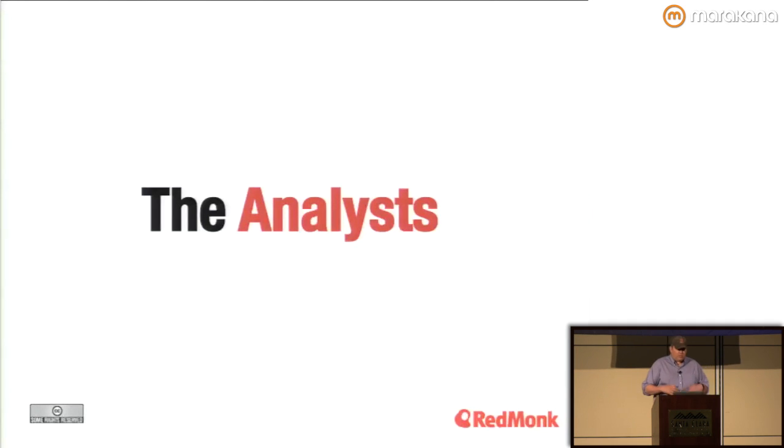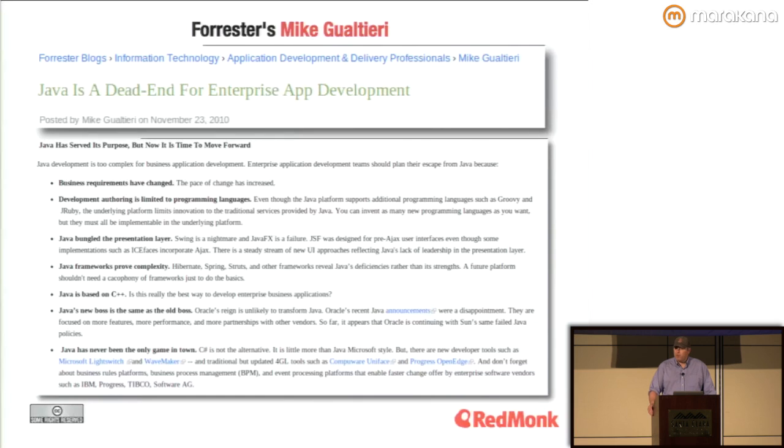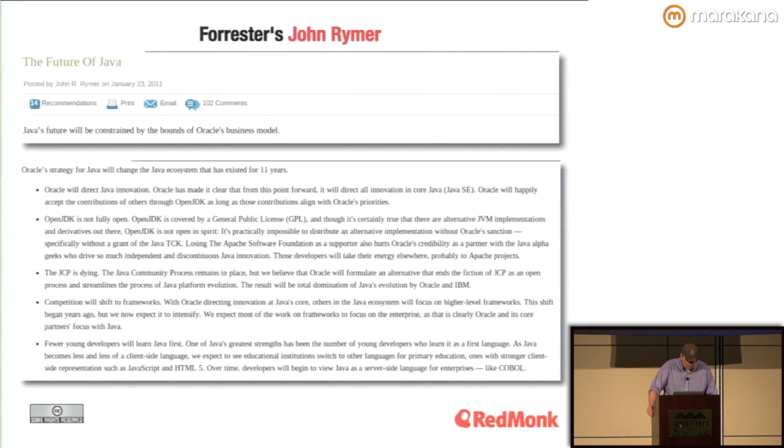Now, it's not just the data that has been telling us that there are some changes going on in the Java ecosystem. It's not just the data making the case that Java is, quote unquote, in decline. Analysts have been making this case for a couple of years. Many of you may have seen these reports. This is from Forrester. A gentleman by the name of Mike Gualtieri wrote a piece, "Java is a dead end for enterprise application development." This was in 2010. His colleague John Rymer followed up later, I believe in 2011.